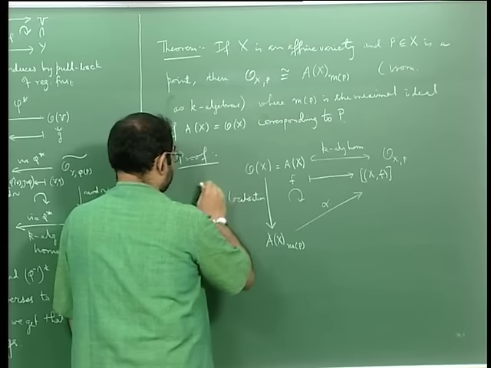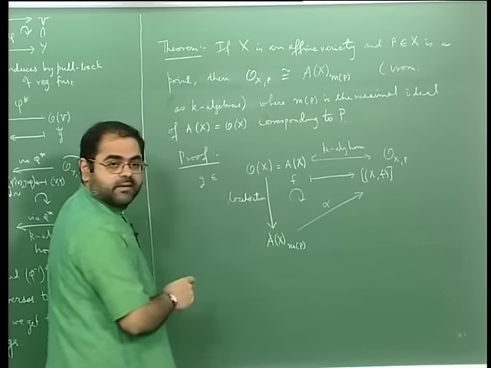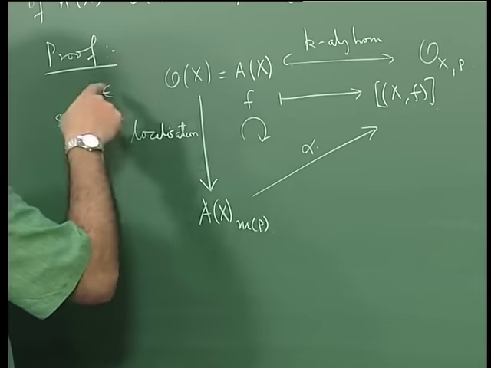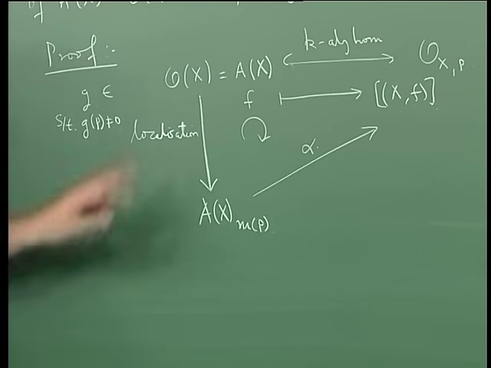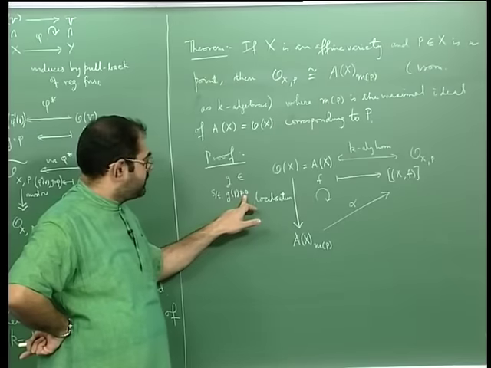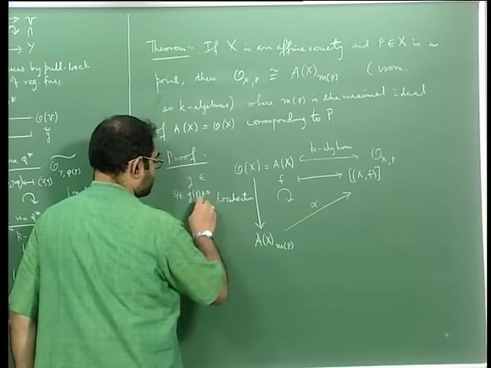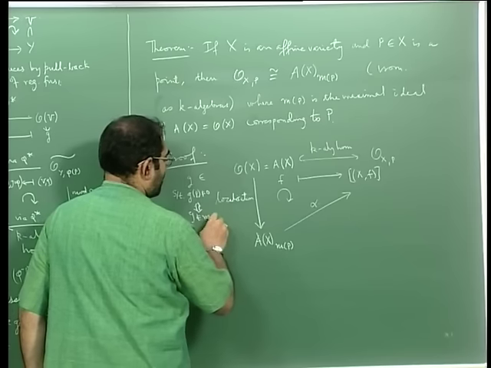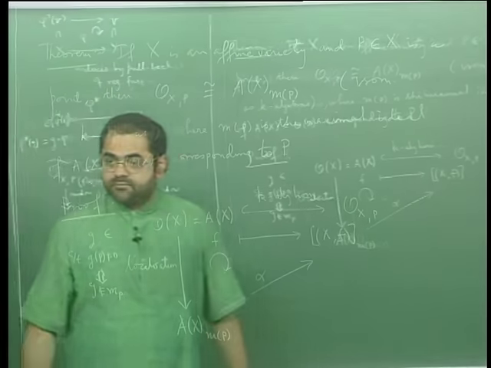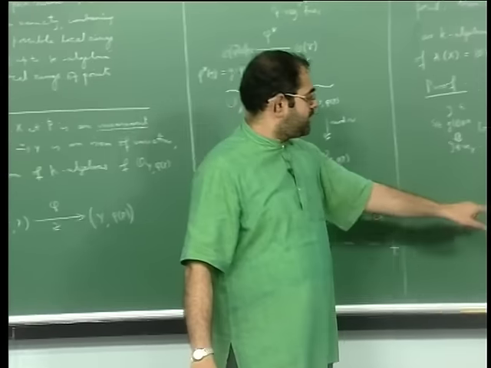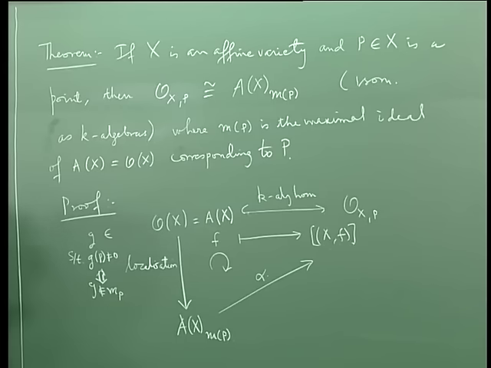See, suppose you start with a g in OX, a global regular function on X, such that g of p is not 0. An element of OX is the same as AX, and suppose g does not vanish at the point p, then this is equivalent to saying that g does not belong to mp. If g does not belong to mp, its image in the localization will become a unit, because the localization inverts all the elements which are outside mp, so g under this localization map goes to a unit in the localization, okay.